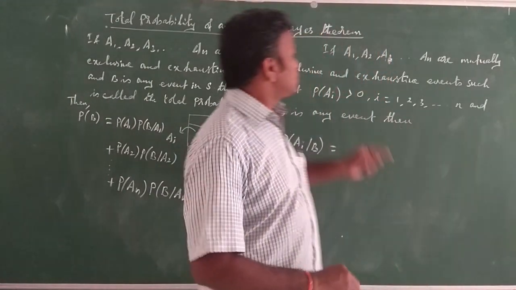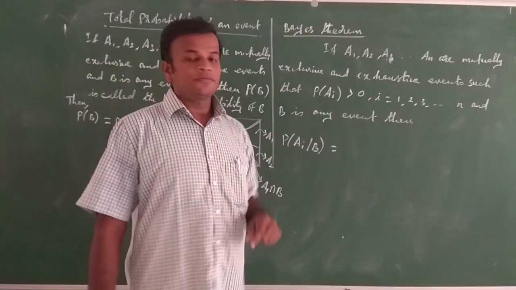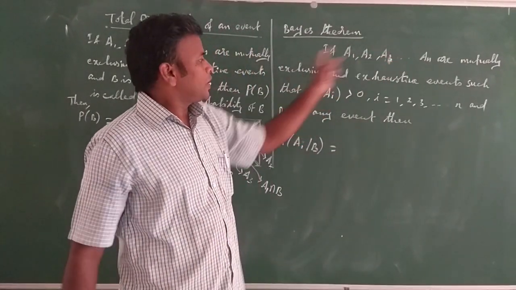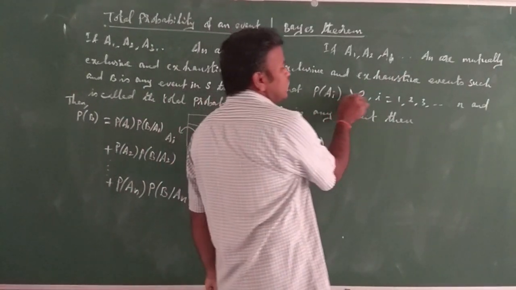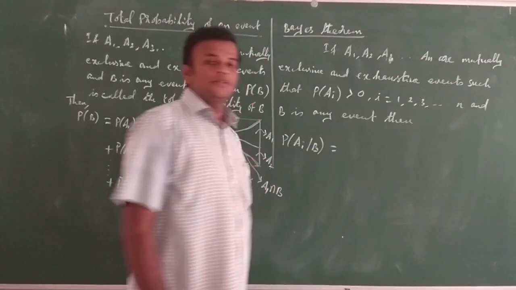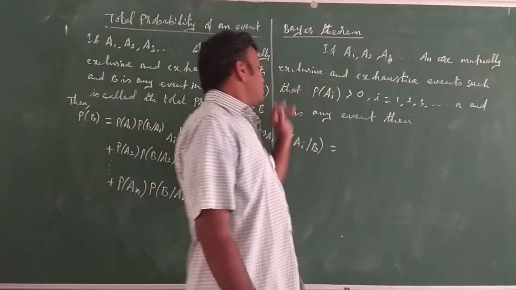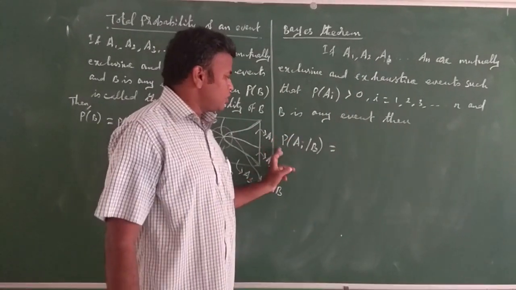Next, we use one theorem. The name of the theorem is Bayes. Here also A1, A2, A3 up to An are mutually exclusive and exhaustive events, such that P of Ai is greater than 0, where i goes from 1 to n. And B is any event. Suppose we need P of Ai by B.